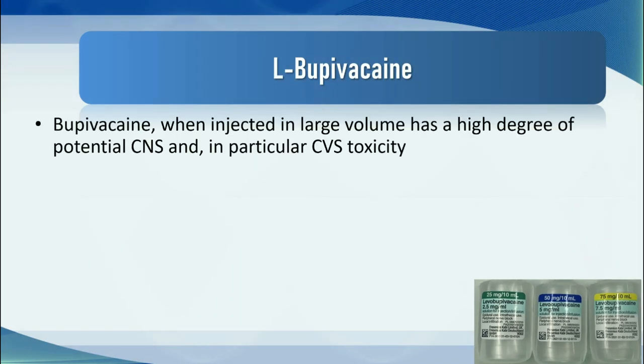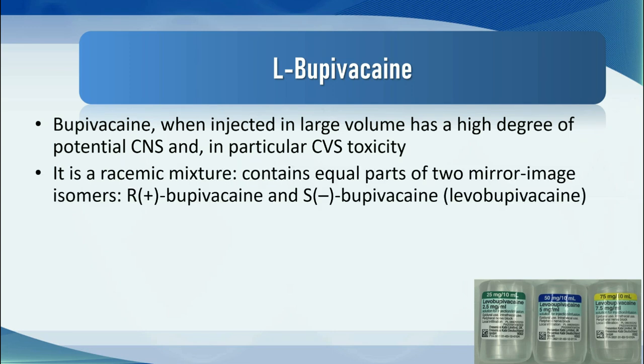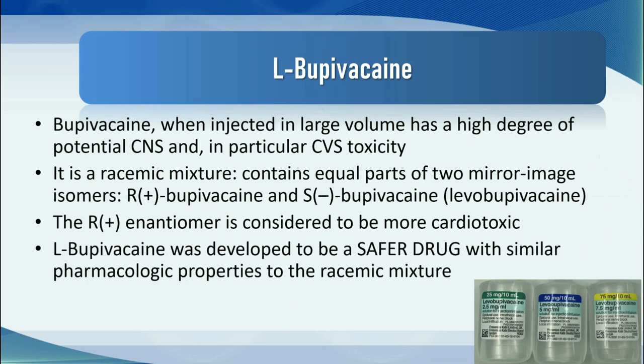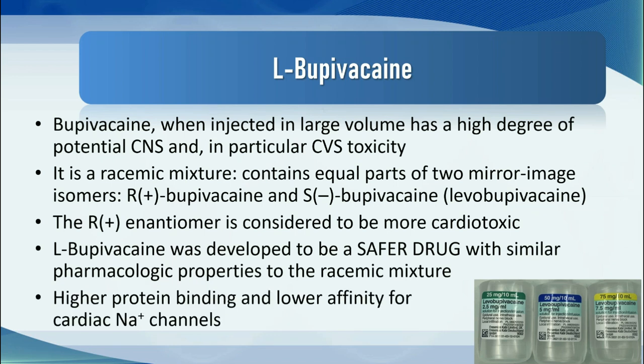Bupivacaine, when injected in large volume, has a high degree of potential central nervous system and in particular cardiovascular system toxicity. It's a racemic mixture that contains equal parts of two mirror image isomers, R-bupivacaine and S-bupivacaine, otherwise known as levobupivacaine. The R enantiomer is considered to be more cardiotoxic, so levobupivacaine was developed to be a safer drug with similar pharmacological properties to the racemic mixture. Now, it's not identical. There is higher protein binding for this particular agent and a lower affinity, thankfully, for cardiac sodium channels.